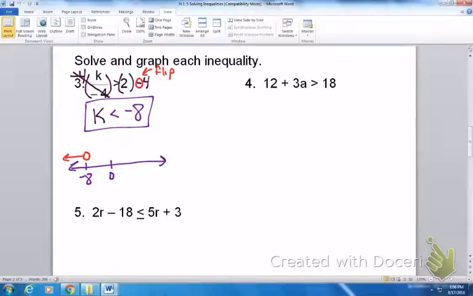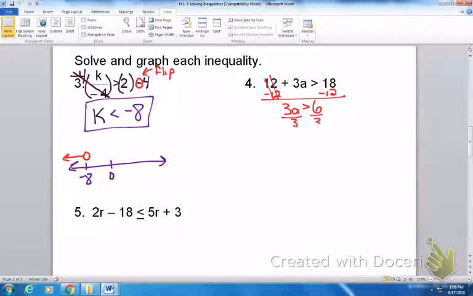Let's move over to number 4. I need to solve for a in 3a plus 12 is greater than 18. So the first thing I want to look at is getting everything away from a. Looks like I can subtract 12 to start this off. These 12s cancel, and I have 3a is greater than 18 minus 12, which is 6. Now we have 3a is greater than 6, so we have to divide by 3.